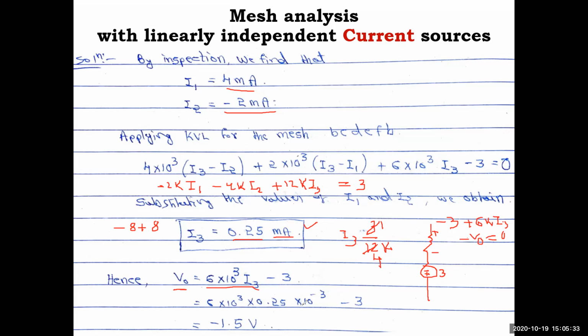Substitute the I3 value here, 0.25, kilo and milli cancel out. 6 into 0.25 you will get 1.5. 1.5 minus 3 is minus 1.5 volt. So this is the answer.